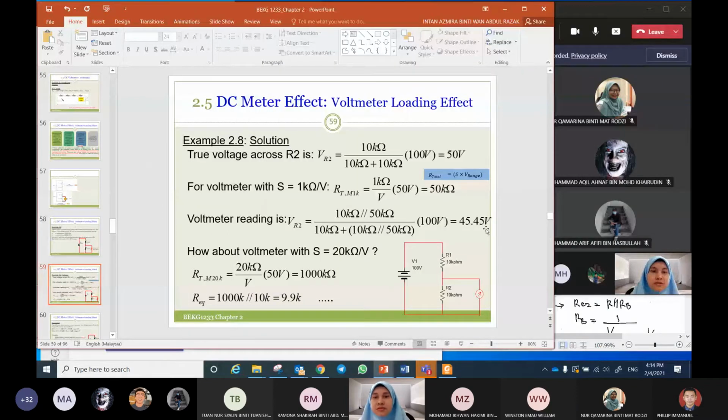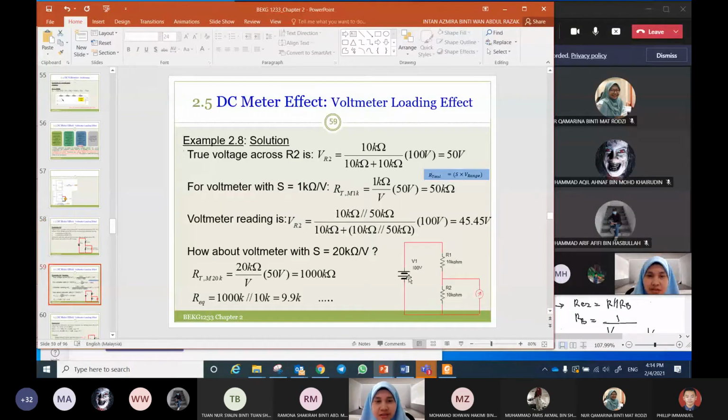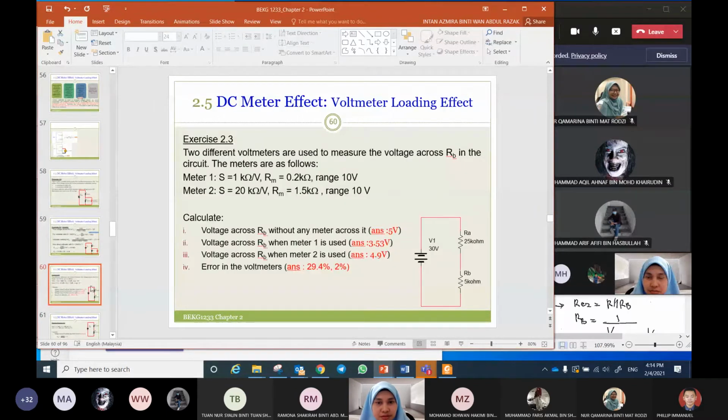Yes, madam. Correct. Okay, so which voltmeter reads the more accurate result? The one with high sensitivity. Okay, voltmeter 1 or 2? 2. Okay, number 2, right? The second, because of higher sensitivity and the voltage measured is closer to the actual. What else?